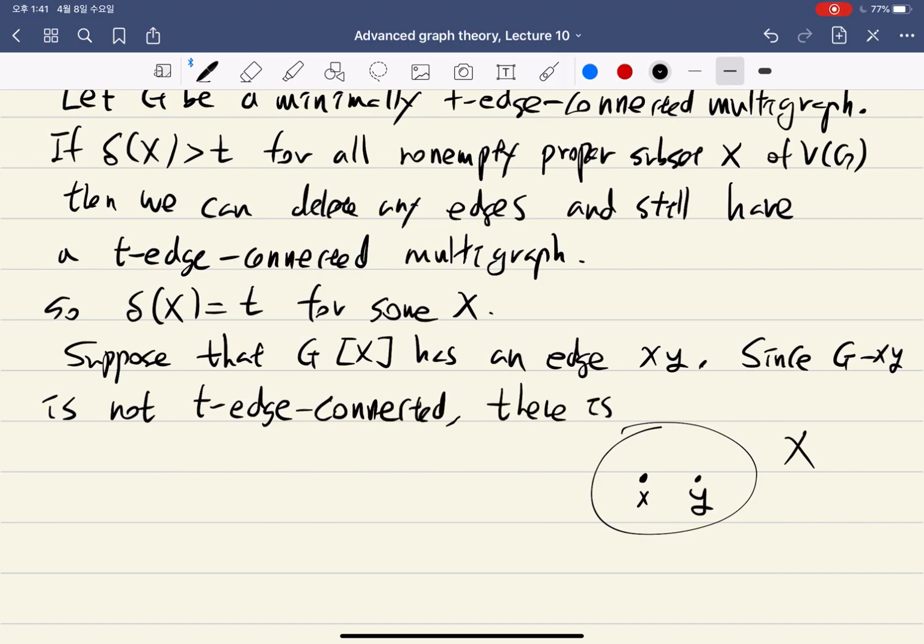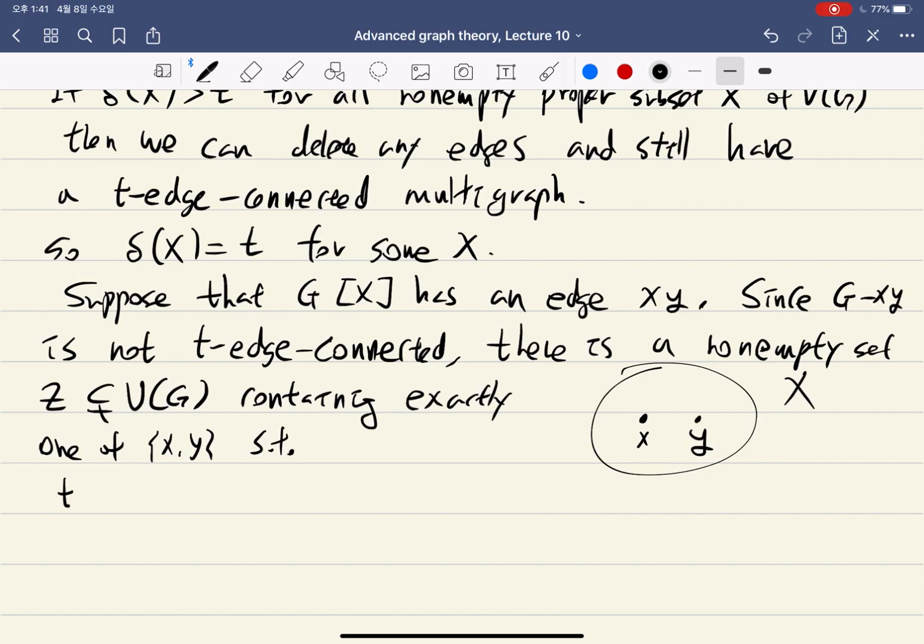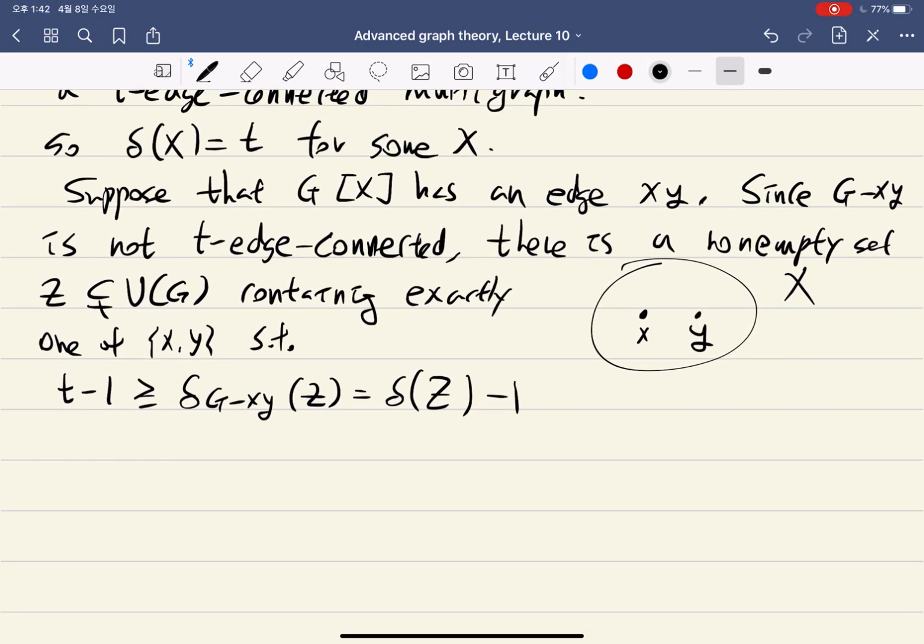That means there is a non-empty proper subset of the vertex set, call it G, containing exactly one of x and y, such that after deleting the edge, the number of edges leaving G is less than or equal to t minus 1. And since, in the original graph, this is at least t, after deletion it is at least t minus 1, so delta of G is exactly t.